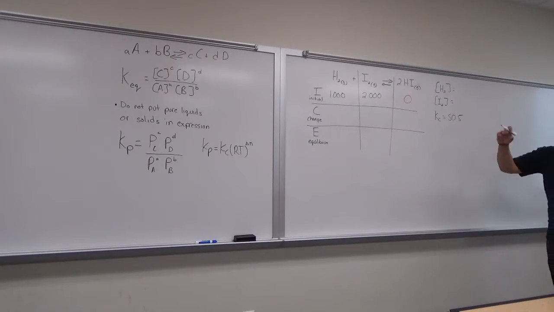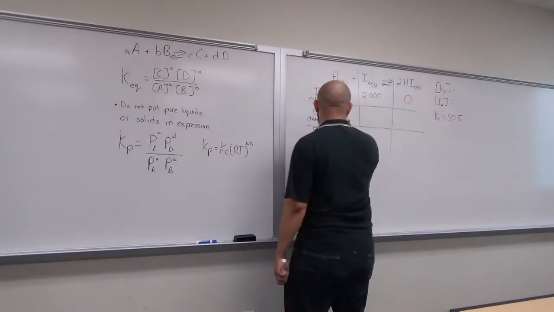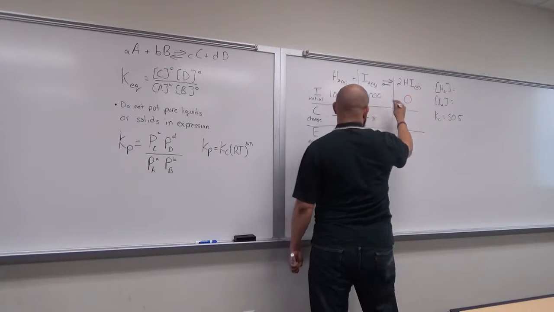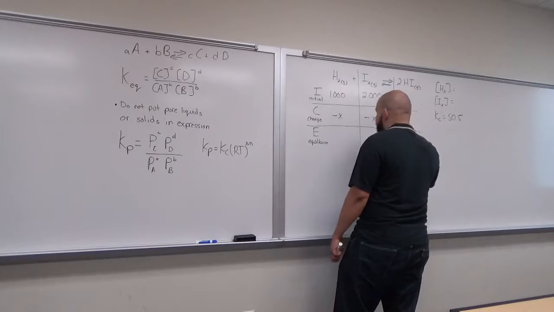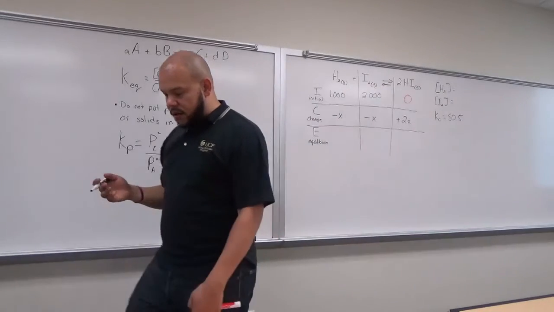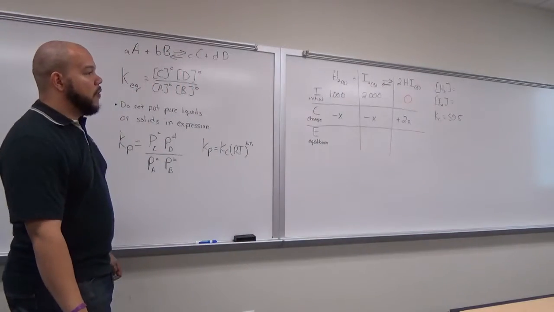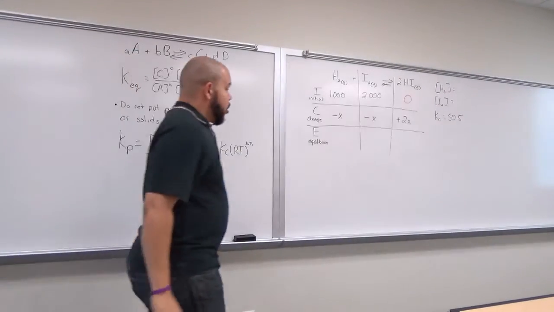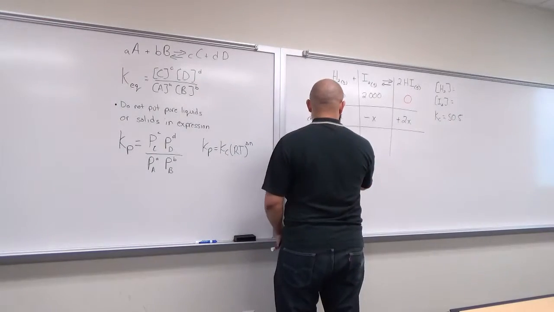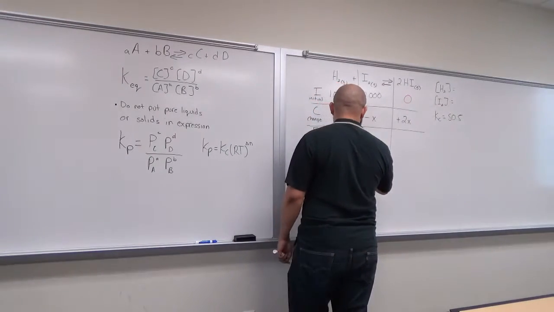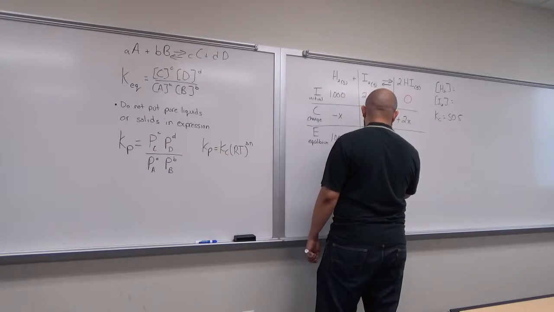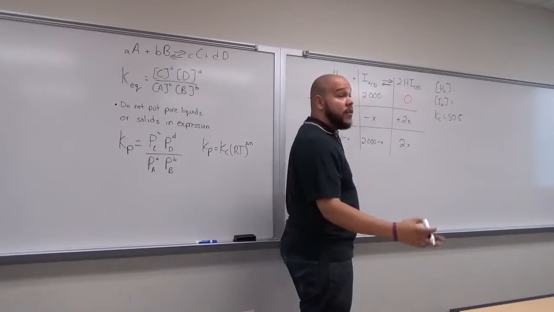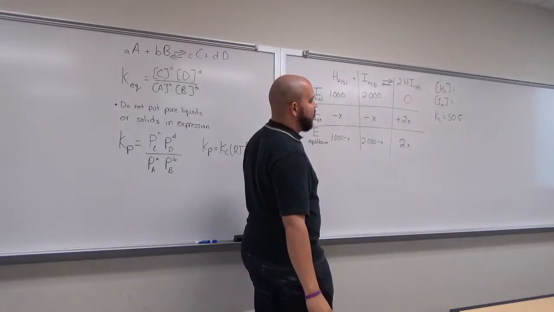The change for this particular example, again, is minus x because our stoichiometry is 1. Minus x, our stoichiometry is 1. Plus 2x because we are not only dealing with a product, we're dealing with a product that has stoichiometric coefficient of 2. At equilibrium, we're dealing with 1.000 minus x, 2.000 minus x, and 2x, or 0 plus 2x, right, which gives us 2x.